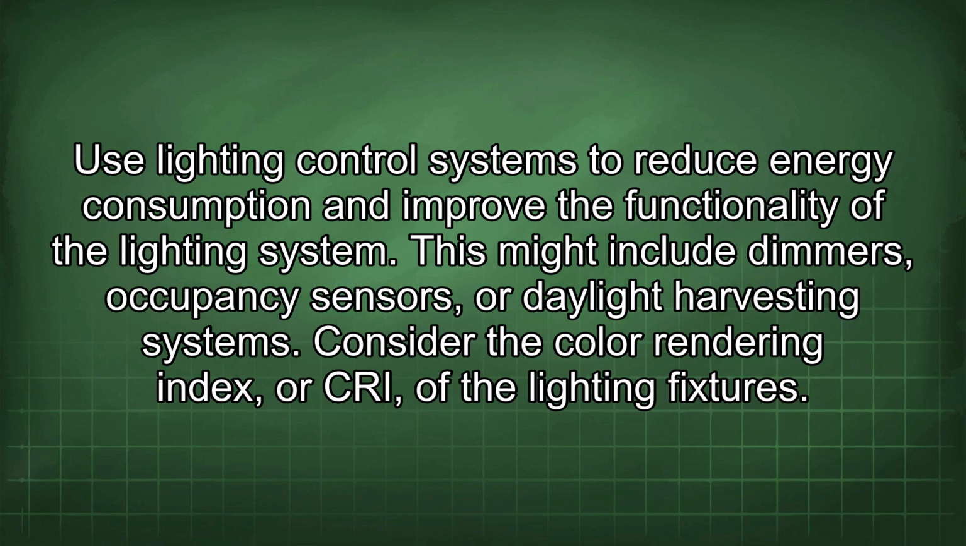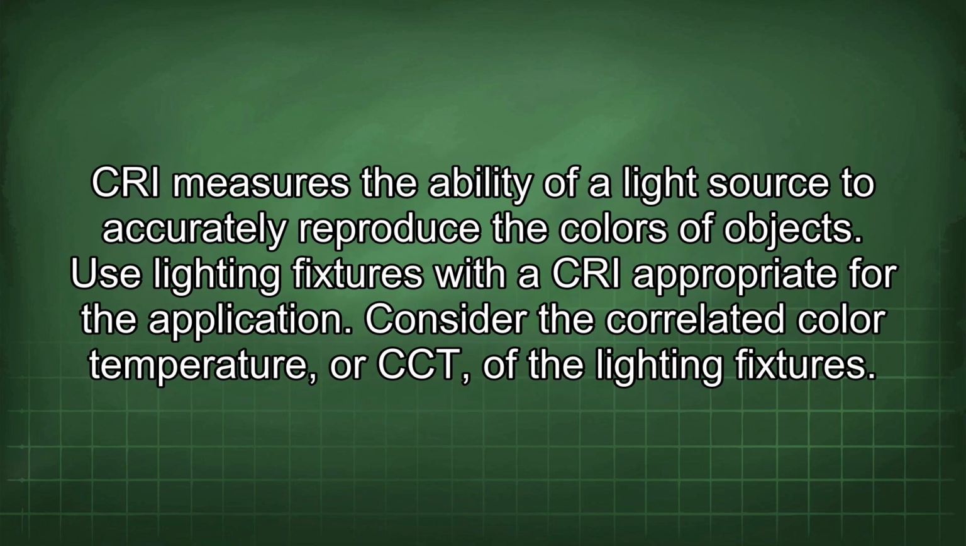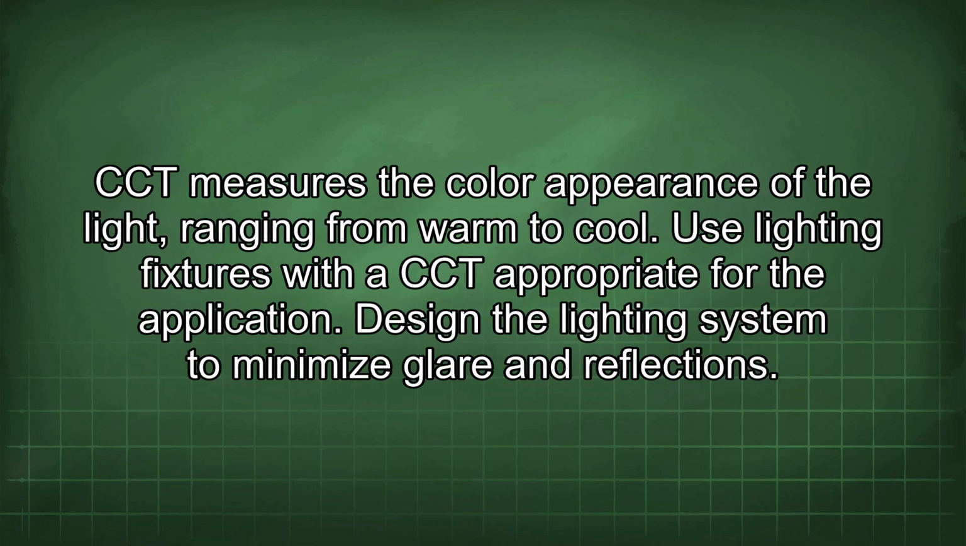Consider the color rendering index, or CRI, of the lighting fixtures. CRI measures the ability of a light source to accurately reproduce the colors of objects. Use lighting fixtures with a CRI appropriate for the application. Consider the correlated color temperature, or CCT, of the lighting fixtures. CCT measures the color appearance of the light, ranging from warm to cool. Use lighting fixtures with a CCT appropriate for the application.